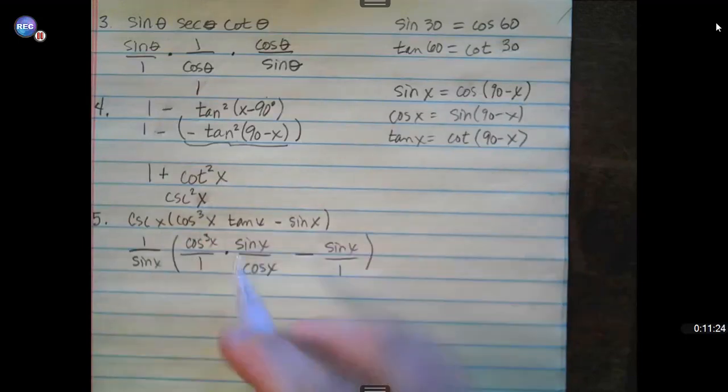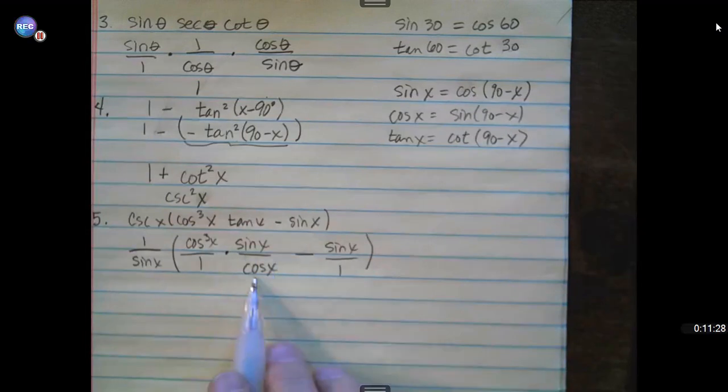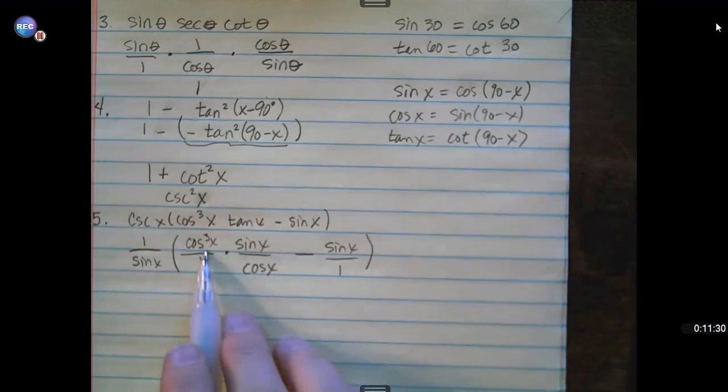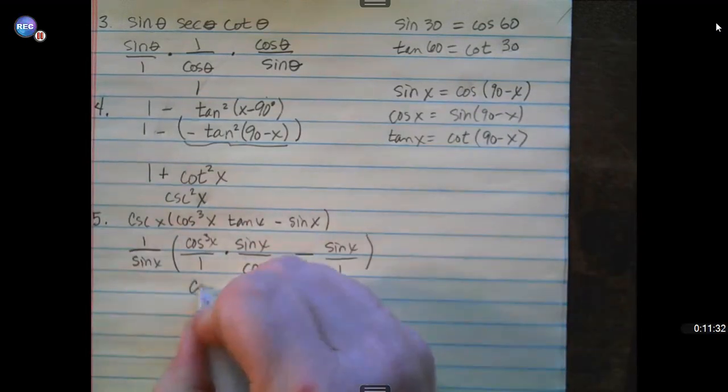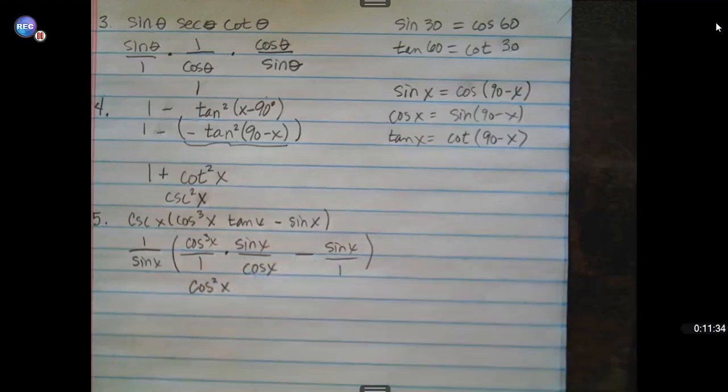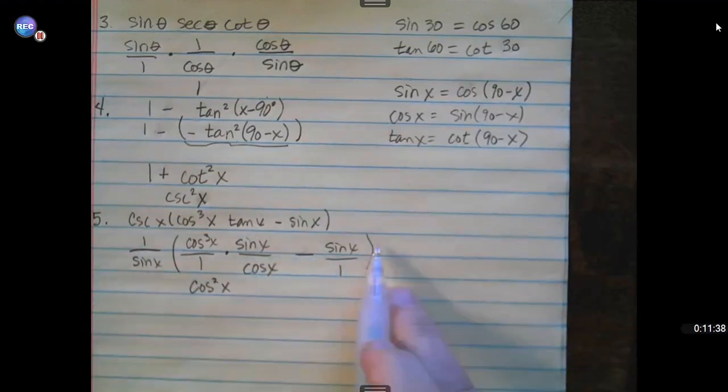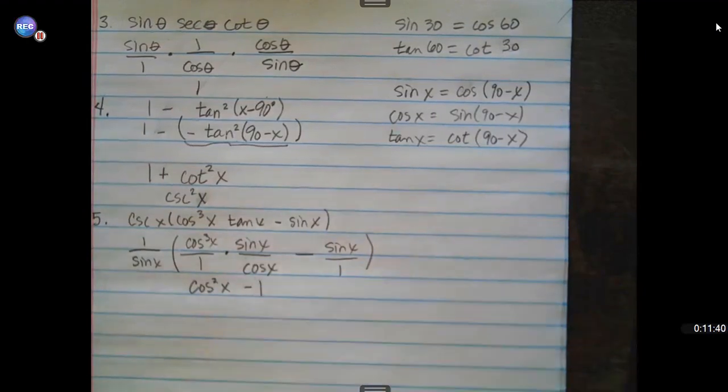So I distribute to this first one. The sine x's cancel. The cosine here cancels with one of the cosines here. And what I'm left with is cosine squared x. And then I distribute it to the next one. The sines cancel, and I get 1. And that is almost the identity.